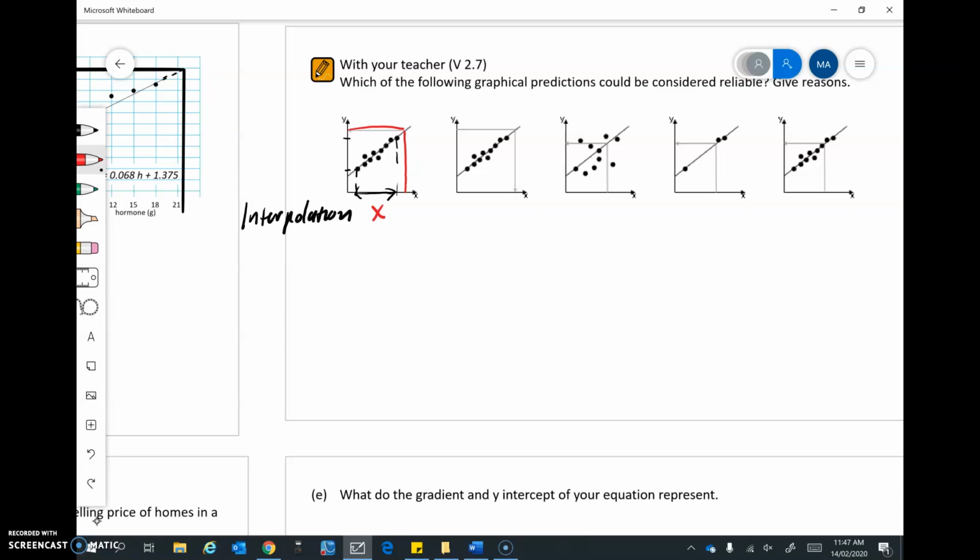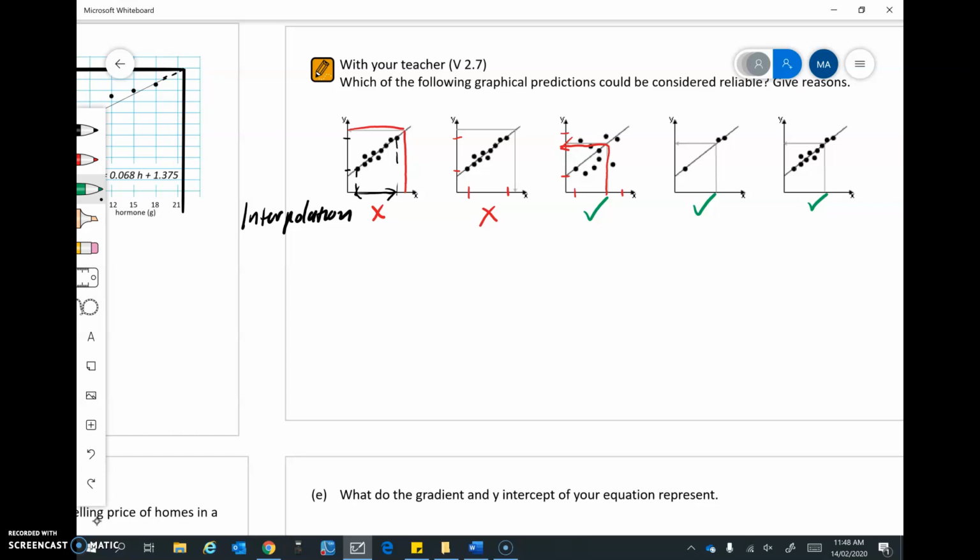Now what about the next one? That's the same. This data would go from here to here and here to here, but this is outside the bounds of that data, so that's also an extrapolation. This graph, we have an interpolation because the data has that range for those two, and clearly this is within those ranges. So that is an interpolation. So is this one and this one. So there's the first thing we look for in reliability.